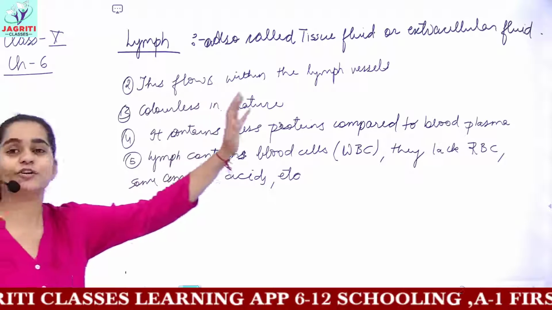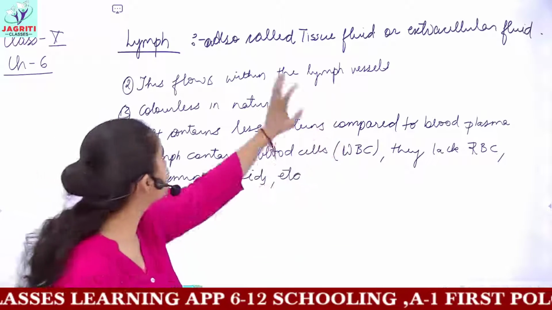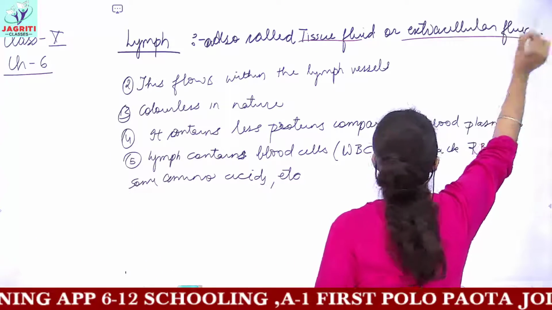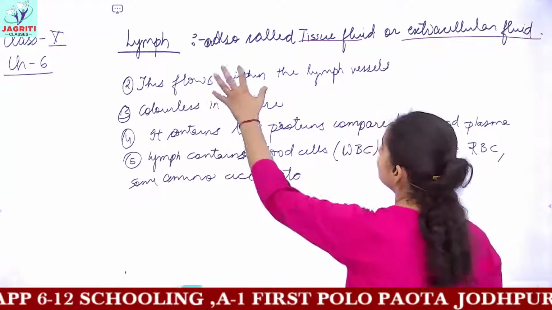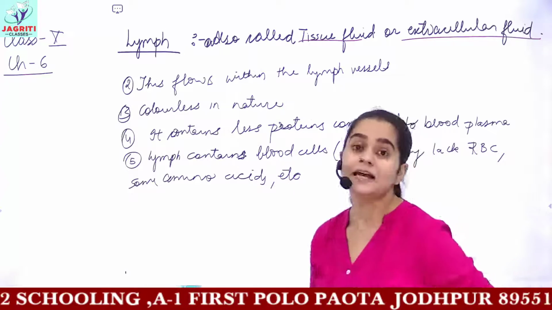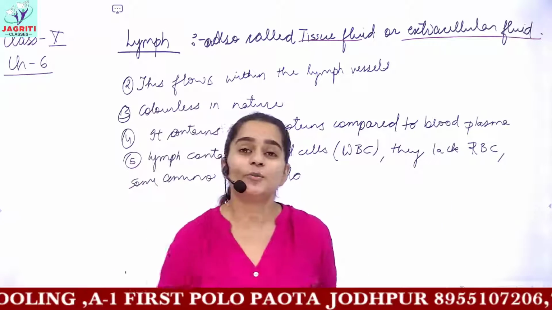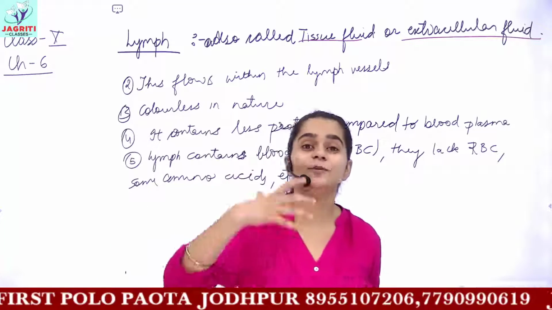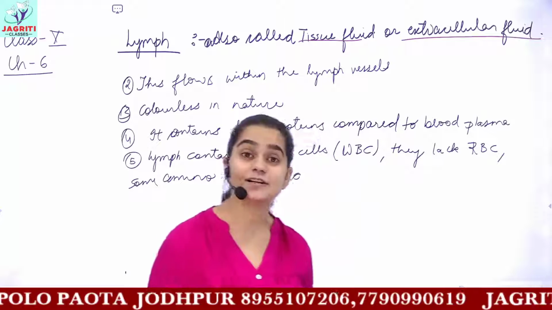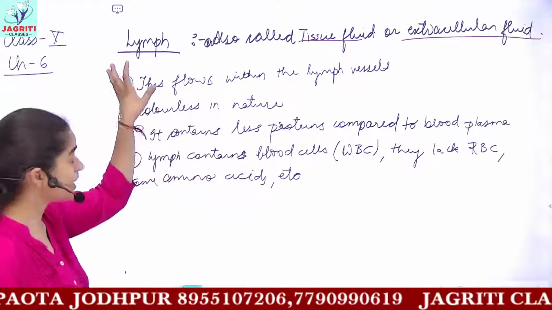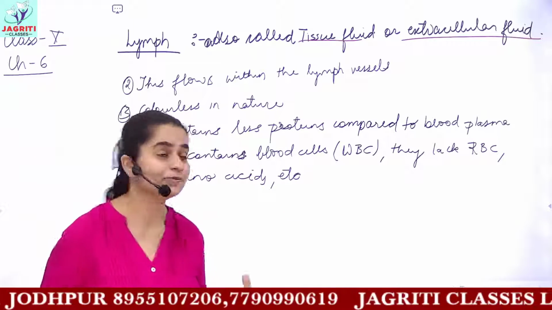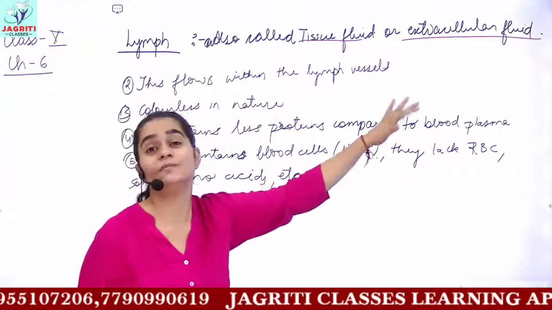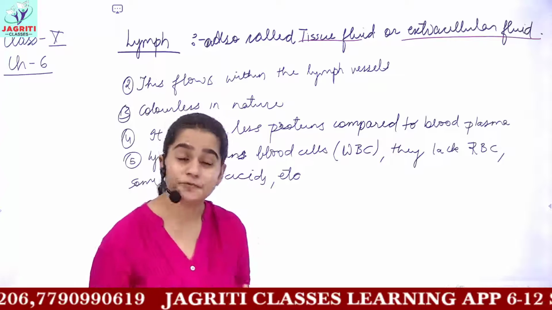You will be getting a short question if you get it in examinations. So remember, lymph is called tissue fluid or extracellular fluid. Then this lymph flows within the lymph vessels. As you have all over your body the network of blood vessels where the blood flows, that is your circulatory system, in the same way, all over the body you have the lymphatic system, okay? This lymphatic system contains different lymph vessels within which the lymph flows.